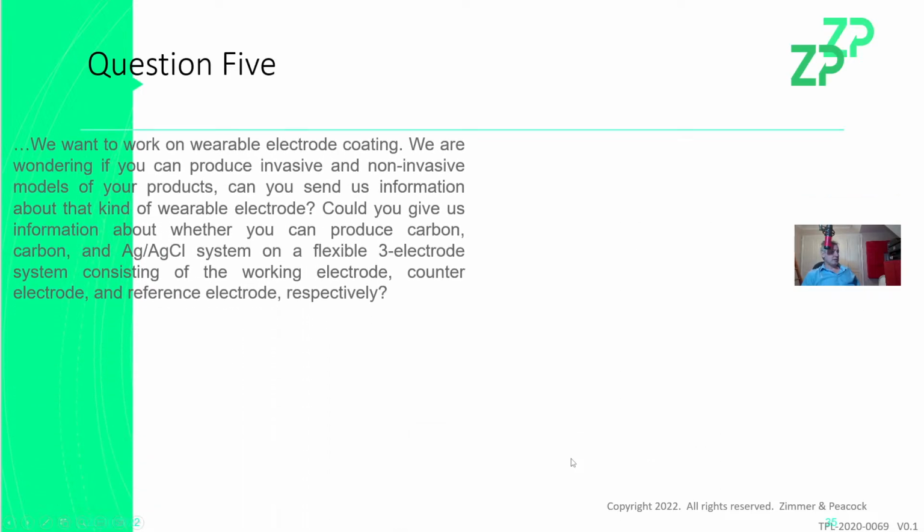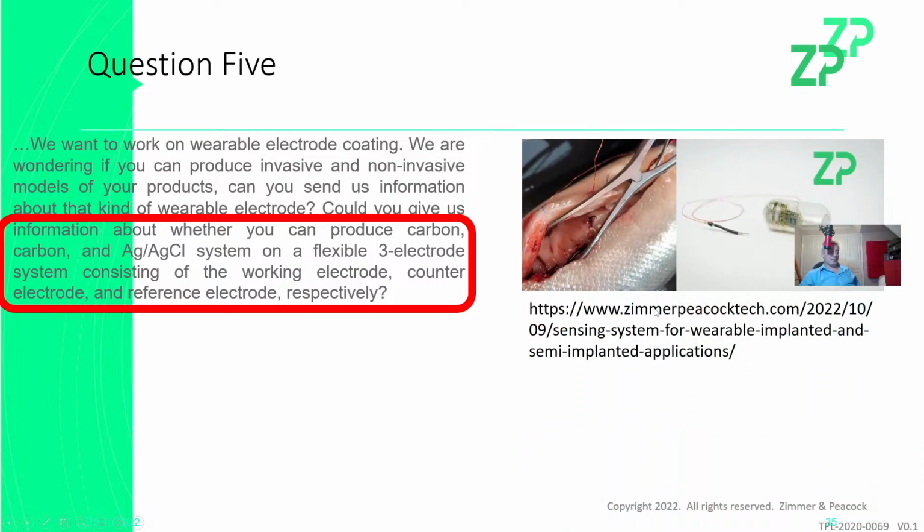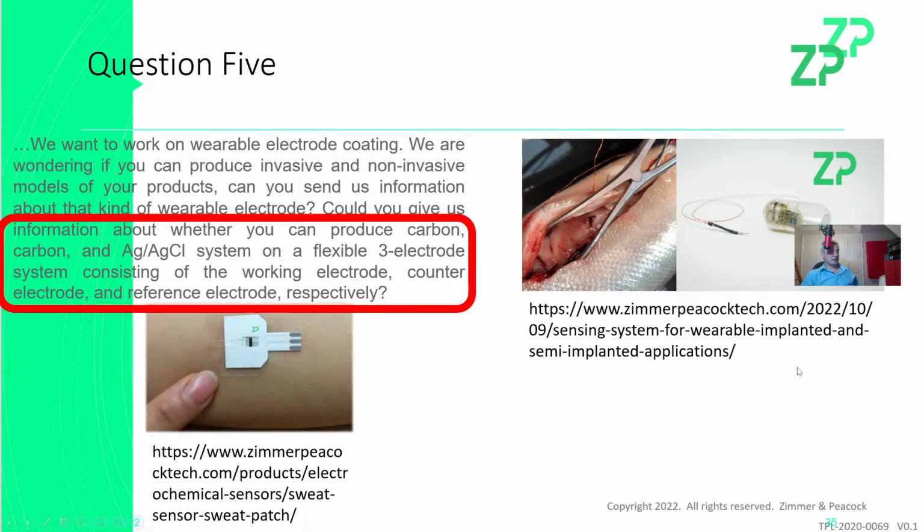Question number 5 is they would like to print carbon and silver chloride in a 3-electrode mode on flexible materials. I think they're interested in invasive and non-invasive. So it's probably just worth saying that at ZP we do have invasive technologies. Again, if there's a link, it'll be underneath the video and you can follow that. I've described this as, you can see the forceps here, that's quite invasive. And we also have non-invasive technologies.